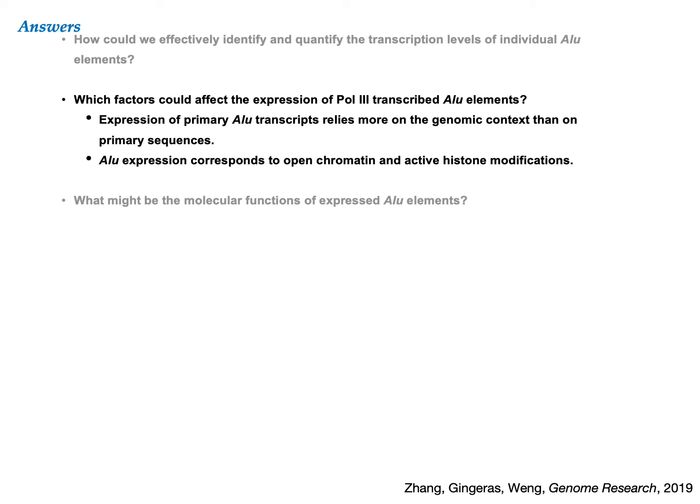In response to our second question, we found that the expression of primary Alu transcripts rely more on the genomic context than on their primary sequences. Furthermore, Alu expression corresponds to open chromatin and active histone modifications.